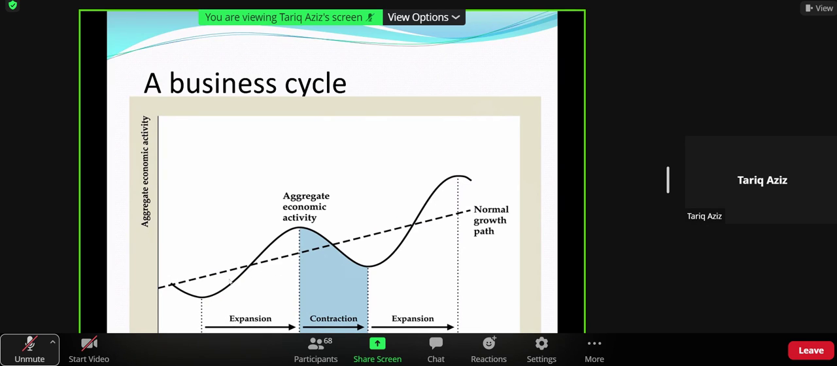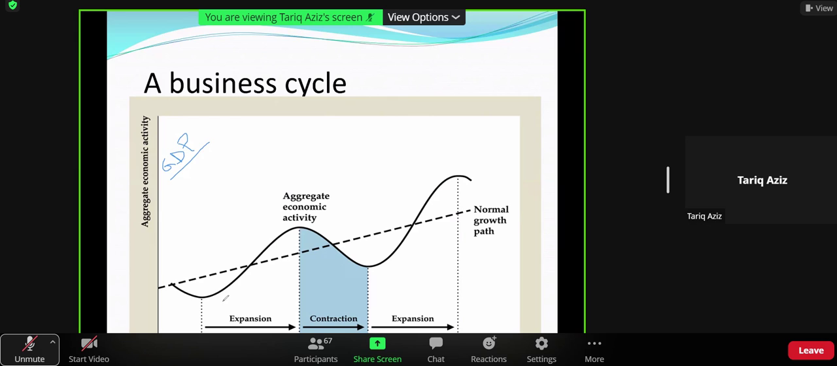So a business cycle is not a straight line, but like a wave. Business cycle looks like a wave. On the y-axis, we have aggregate economic activity. Normally, we use GDP to identify economic recession and depression and boom and recovery phases. So on this axis, we have GDP or aggregate economic activity. On the x-axis, we have the time period. And the business cycle is denoted by this wave.